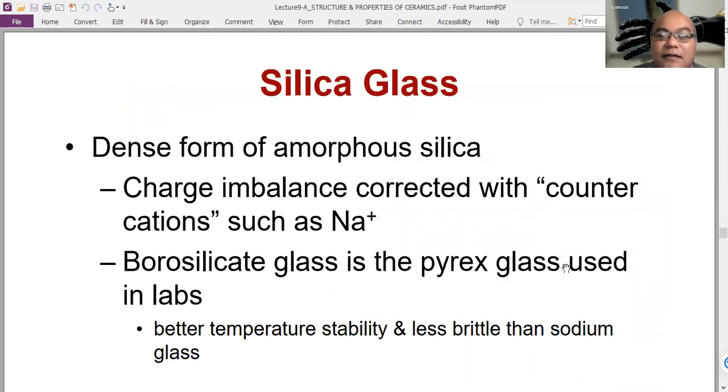Silica glass, this is the dense form of amorphous silica. The charge imbalance is corrected with a counter cation such as sodium plus.